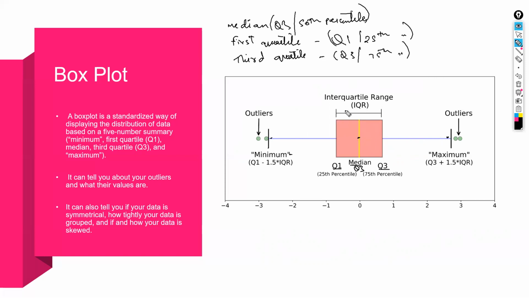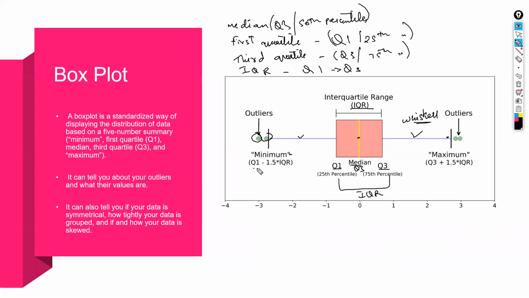Then we have the interquartile range. You can see this here, the interquartile range. It's the range from the 25th to the 75th percentile, from Q1 to Q3. That is our interquartile range, or IQR. Now these lines you can see here are called whiskers. That is the reason why we call it a box and whisker plot. And these green ones, as we all know, are outliers.